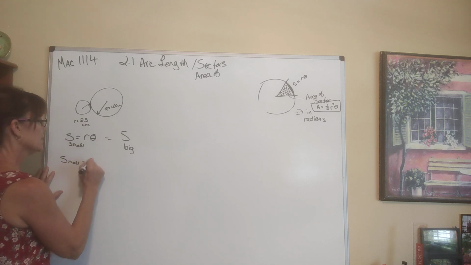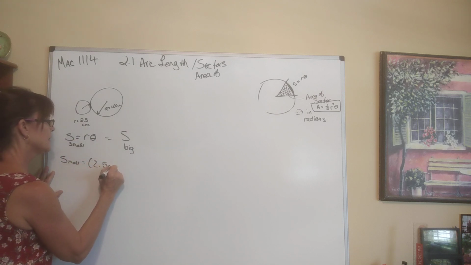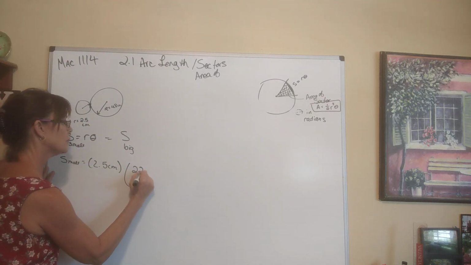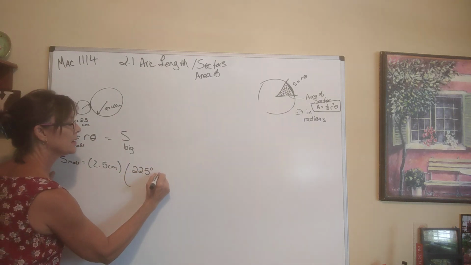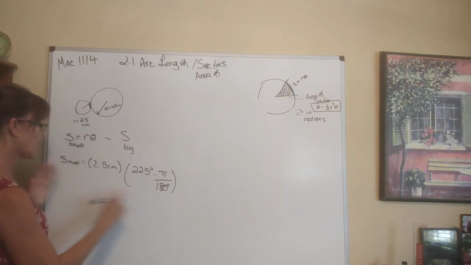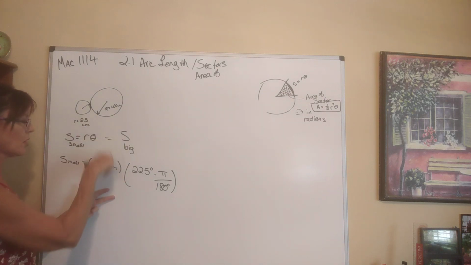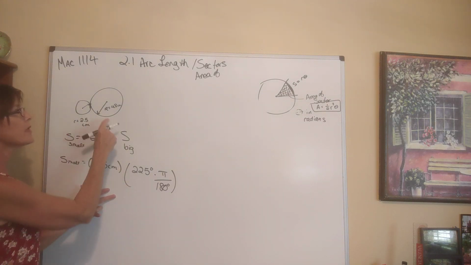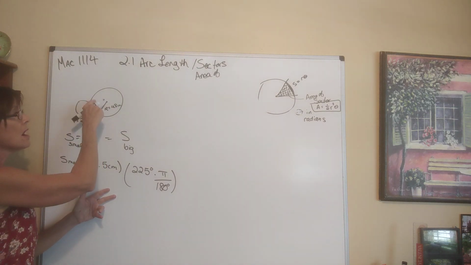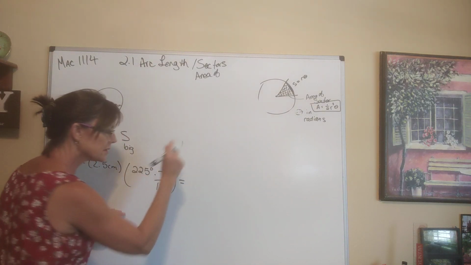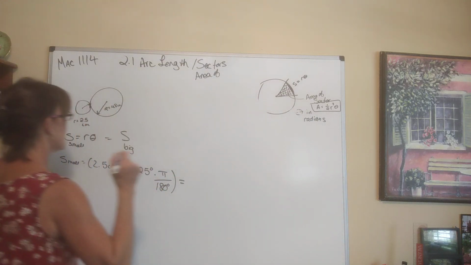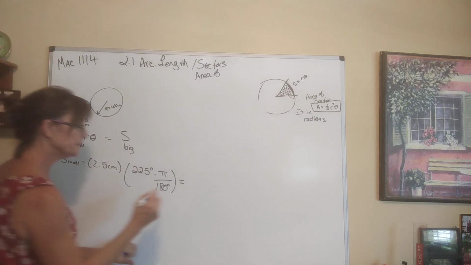It's going to be the radius, 2.5 centimeters times the 225 degrees, but convert it to radians. This is how much arc length the small gear moved through. We know that is equivalent to the amount of arc length that was touching of the big one. So this is equal to, let's talk about the big one. His arc length is going to be still r theta.